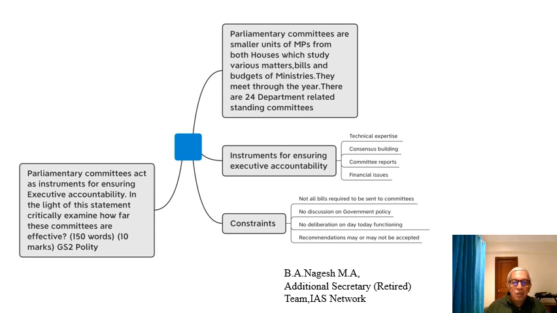Then the limitations: the discretion of referring to a committee is left to the speaker in case of the Lok Sabha, chairman in case of the Rajya Sabha. Then the committees cannot discuss government policy, they cannot discuss day-to-day functioning. Finally, the recommendations of the committee are only advisory. They are not binding on the government. Government may accept it or government may not accept it.